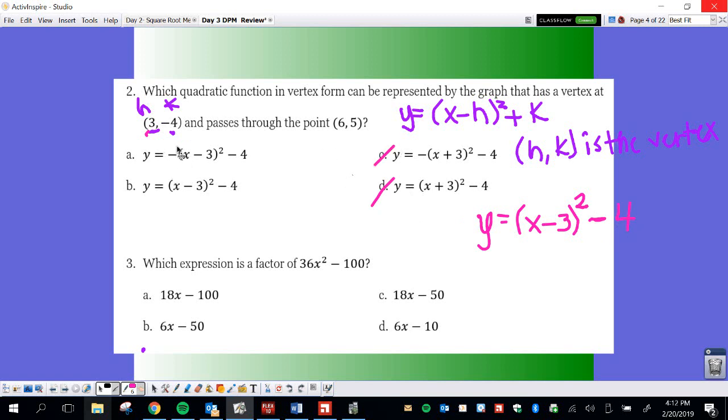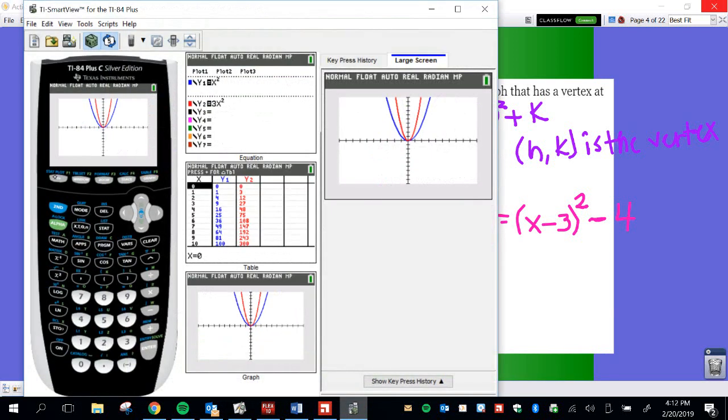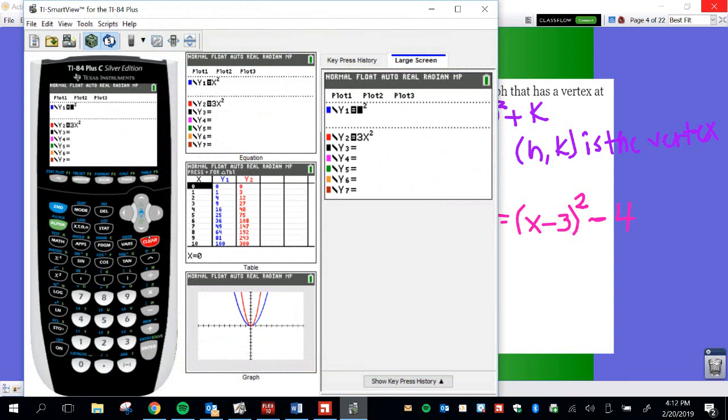Now, the only thing that I don't know about is the negative here. So I need to know if this one right here, the one that doesn't have the negative, goes through that point 6, 5, and if it does, then we know that we have the correct one. But if not, then it has to be the other one here. So what we can do is just use our calculator. So going to y equals, let me clear. So everybody in their calculator. In y1, really all I need is y1. I'm going to put in my equation. So x minus 3 squared minus 4.